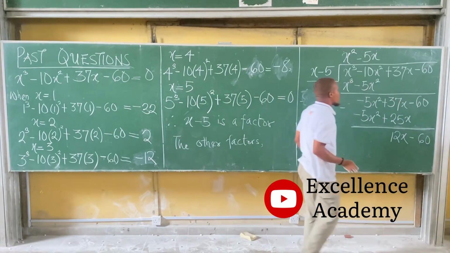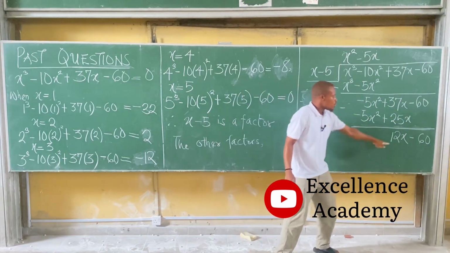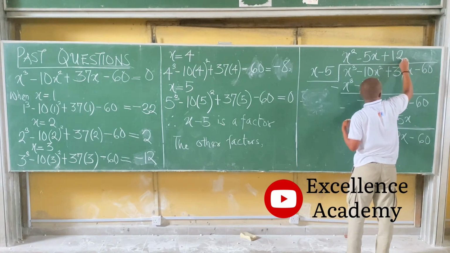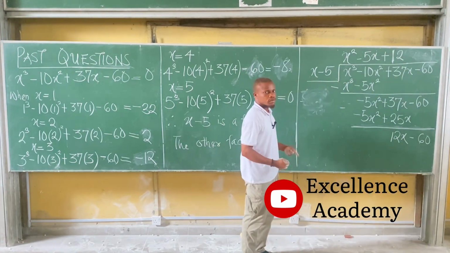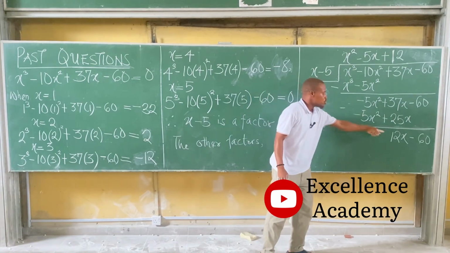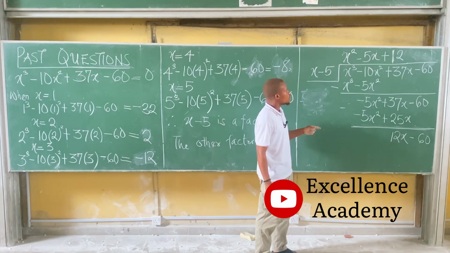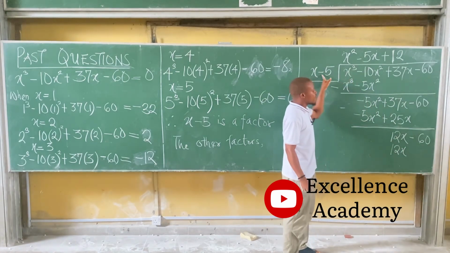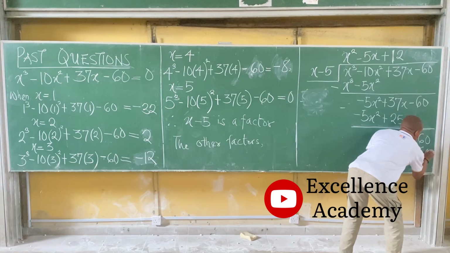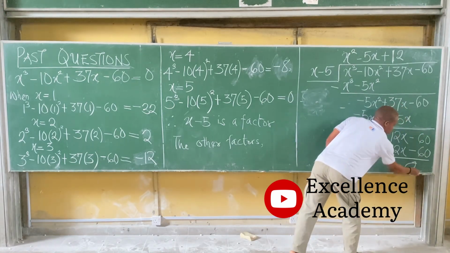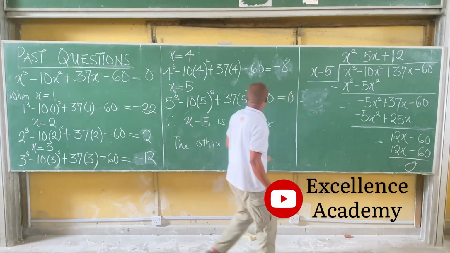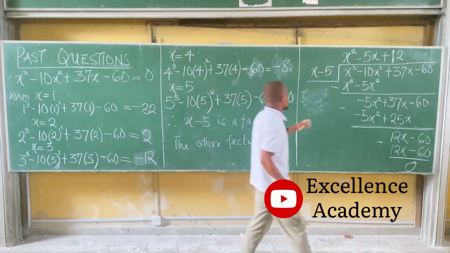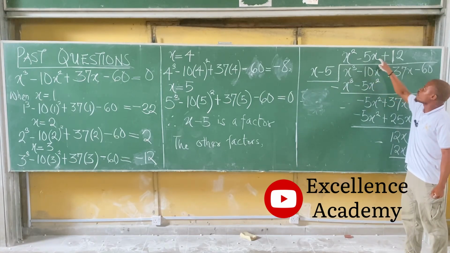Alright, next up, let's divide. 12x divided by x gives me plus 12, right? So in dividing that, 12 times x gives me 12x. Next up, 12 times minus 5 gives me minus 60. Alright, subtracting this, I get 0 as my remainder. Therefore, the factors of this polynomial are x minus 5 and x squared minus 5x plus 12.